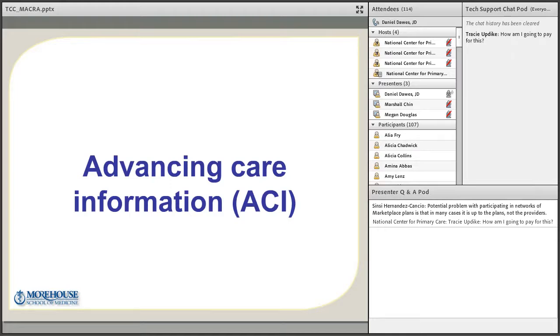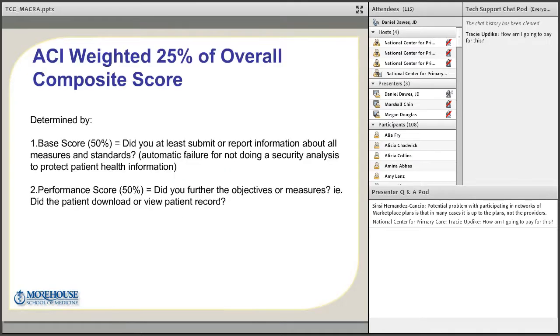So let's get quickly into this advancing care information. What exactly does this mean? So it really is the replacement for meaningful use. It's no longer an all or nothing approach. So MIPS actually has changed this to be a more flexible approach, okay? And the way that they're going to determine this overall composite score is through a base score and a performance score, both weighted equally, about 50%.